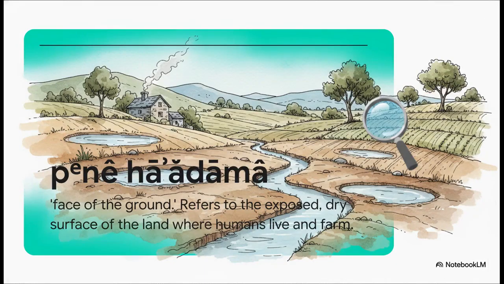And this whole idea gets even stronger when you look at a key Hebrew phrase that's used over and over and over in the flood story. It's Penei ha'adamah, and it literally means the face of the ground. Now, this isn't just some poetic flair. It's a technical term, really. It's pointing specifically to the world of humanity, the dry, exposed land where people live and farm. It's not talking about the sea.